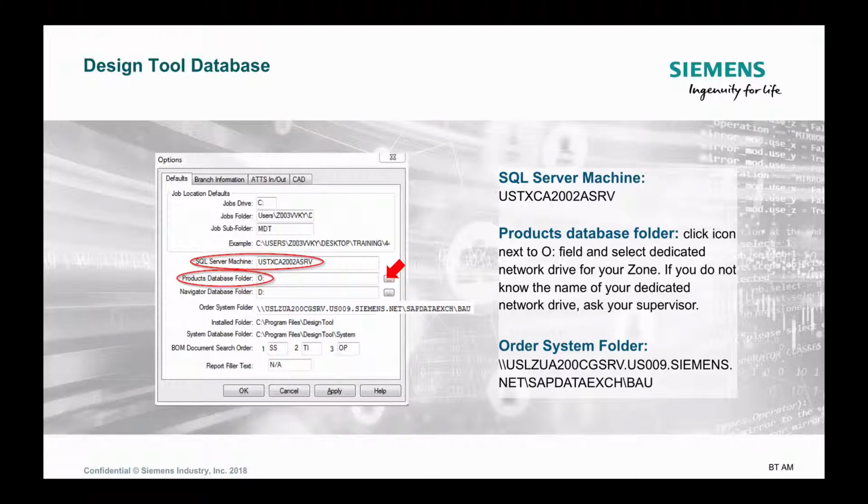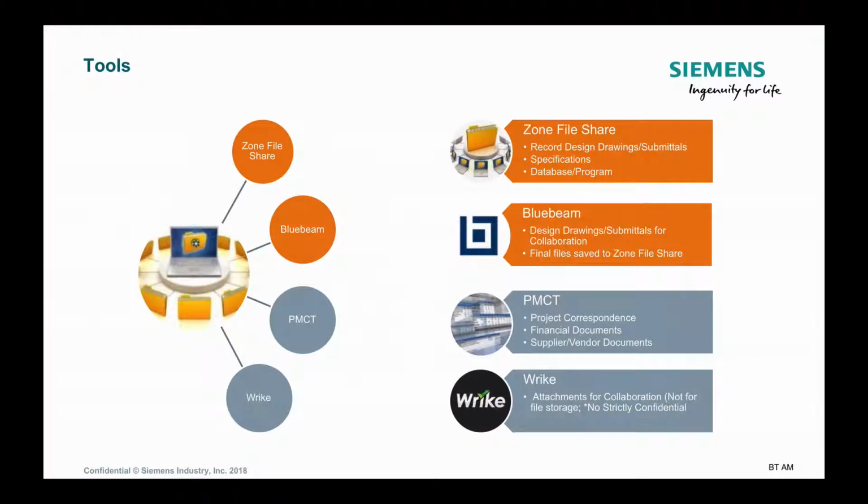The other tools that we are enabling to support our new approach are a Zone File Share, Bluebeam, PMCT, and Rike. In addition to Rike, designers will leverage the Zone File Share in Bluebeam. Zone File Share replaces the K drive that designers used previously. It is a single place that the project-related engineering files will be stored.